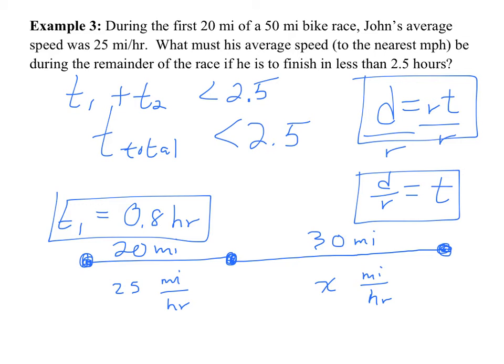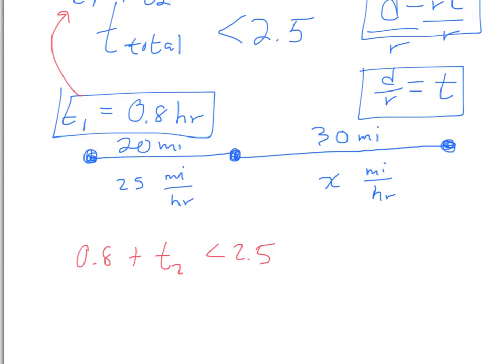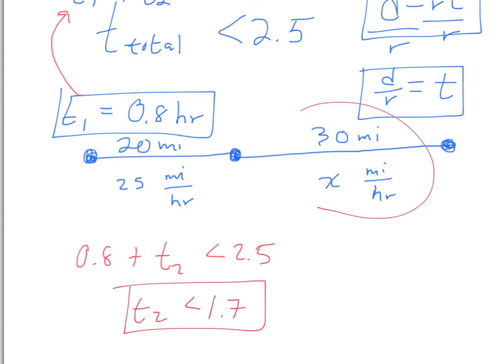So really what we're doing is we're saying, let's go back to that original equation up top and let's take this and plug it in up here. So it's really 0.8 plus whatever the second time is, has to be less than 2.5 hours. Subtracting the 0.8 as Ryan did tells us that the second time has to be less than 1.7 hours. Well, if that is true, we could then figure out what the rate is to give us something less than 1.7 hours.